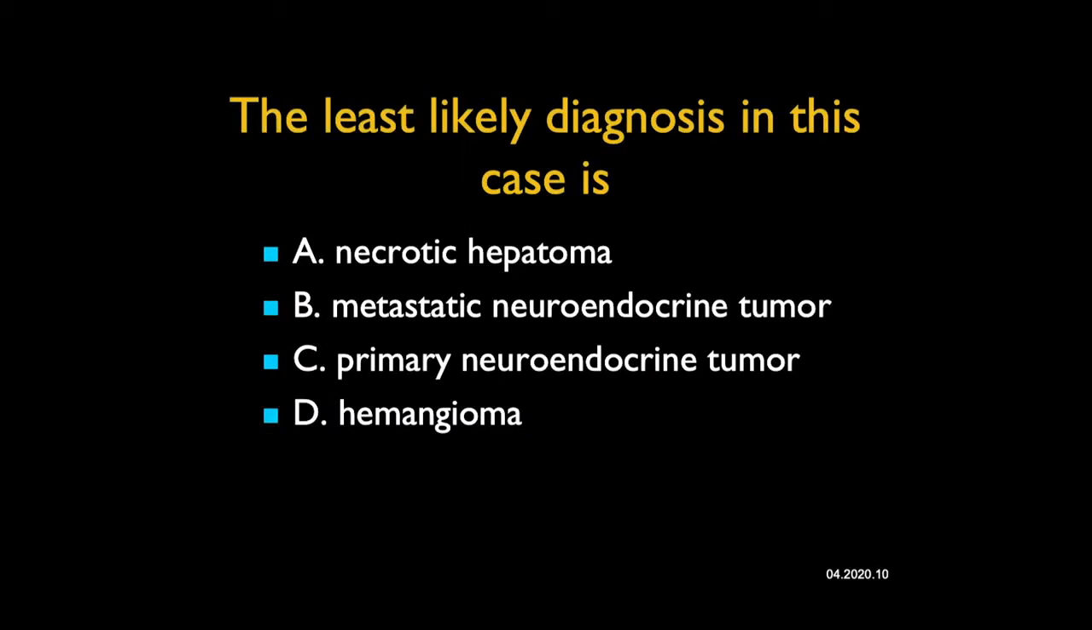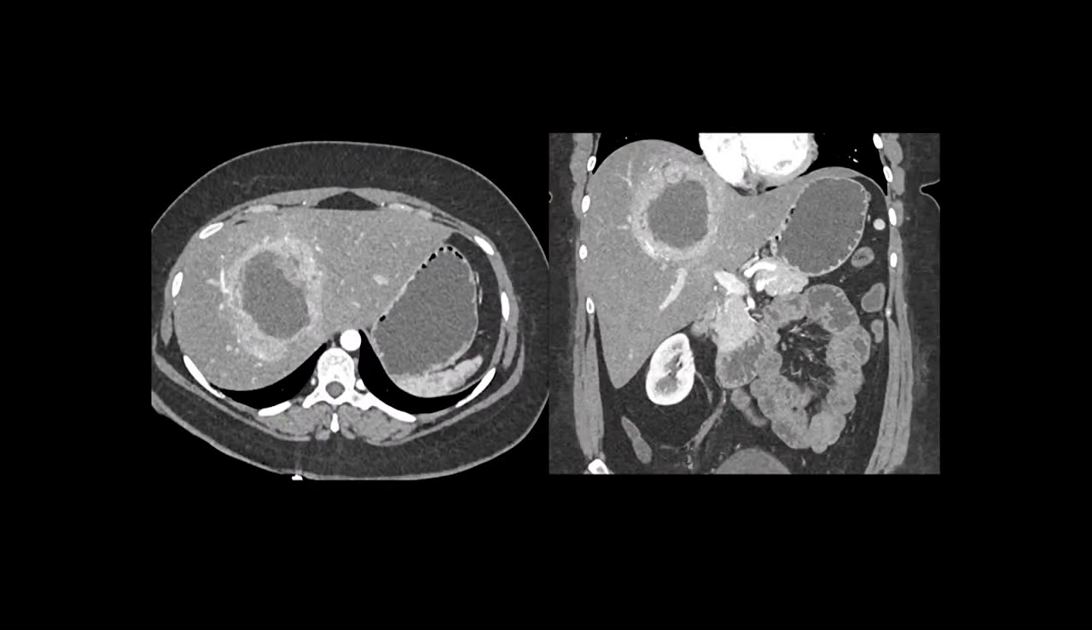The least likely diagnosis in this case is, well, I'm showing you arterial phase imaging of a mass in the liver with peripheral rim enhancement. Now, this could be a necrotic hepatoma. The patient has fatty infiltration of the liver. Maybe the patient has NASH. That's a good thought. Could this be a metastatic neuroendocrine tumor? Absolutely. Neuroendocrine tumors can be vascular. They're also typically vascular, but they also can be necrotic.